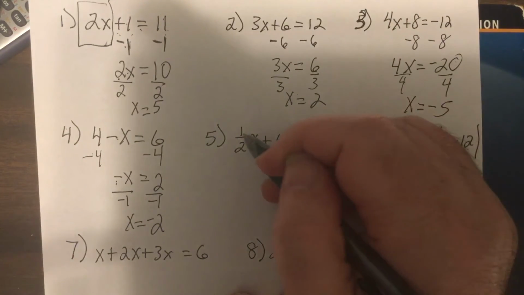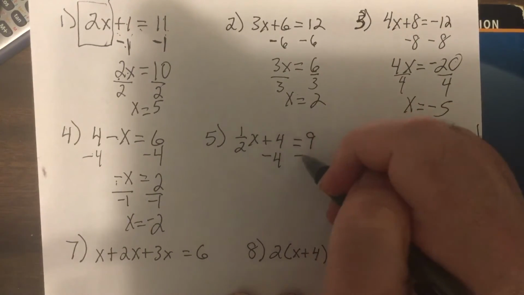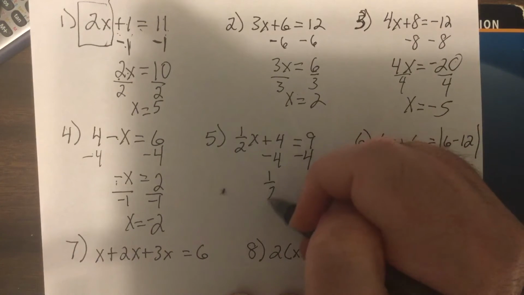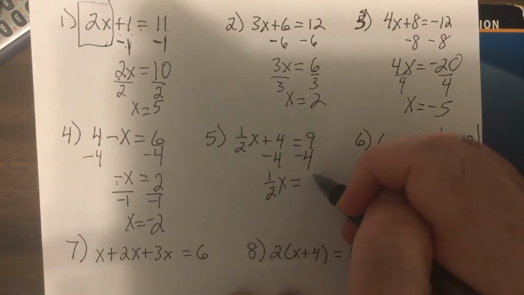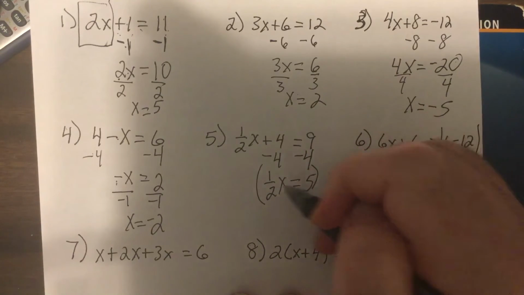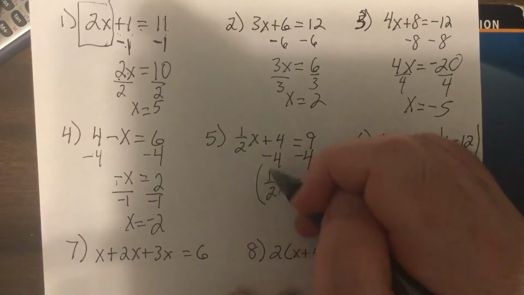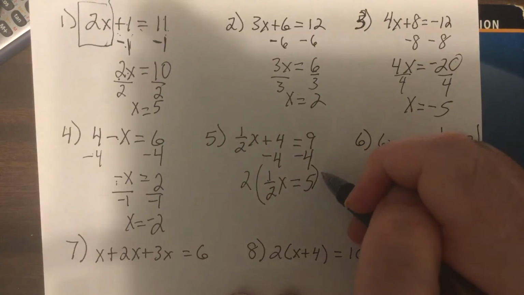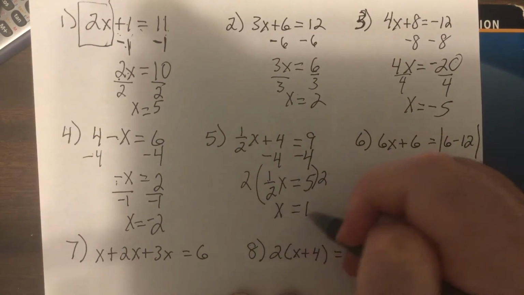Here, I want to get the 1/2 x by itself, so I'm going to subtract 4. So 1/2 x equals 5. Now, I'm going to multiply both sides by the reciprocal, flip the fraction. So that'd be 2. So x equals 10.